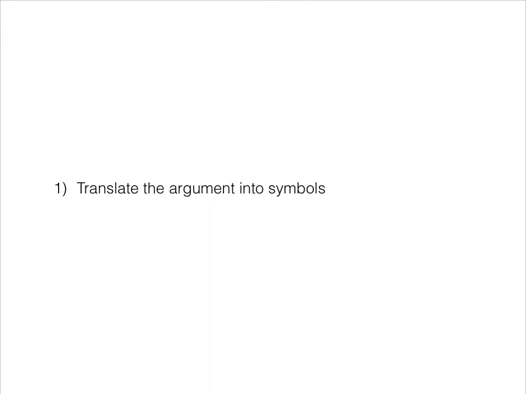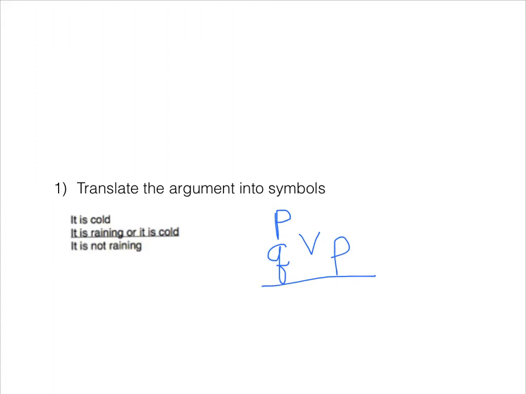So the first thing we need to do is, if the argument is given to us in words, we need to translate that argument into symbols. So, for example, if we let P represent the phrase, it is cold, and we let Q represent the phrase, it is raining, this argument translates into, well, the first line is just P, it is cold. The second line says, it is raining, or it is cold, so that premise would look like Q or P. And then the conclusion, it is not raining, would look like not Q.